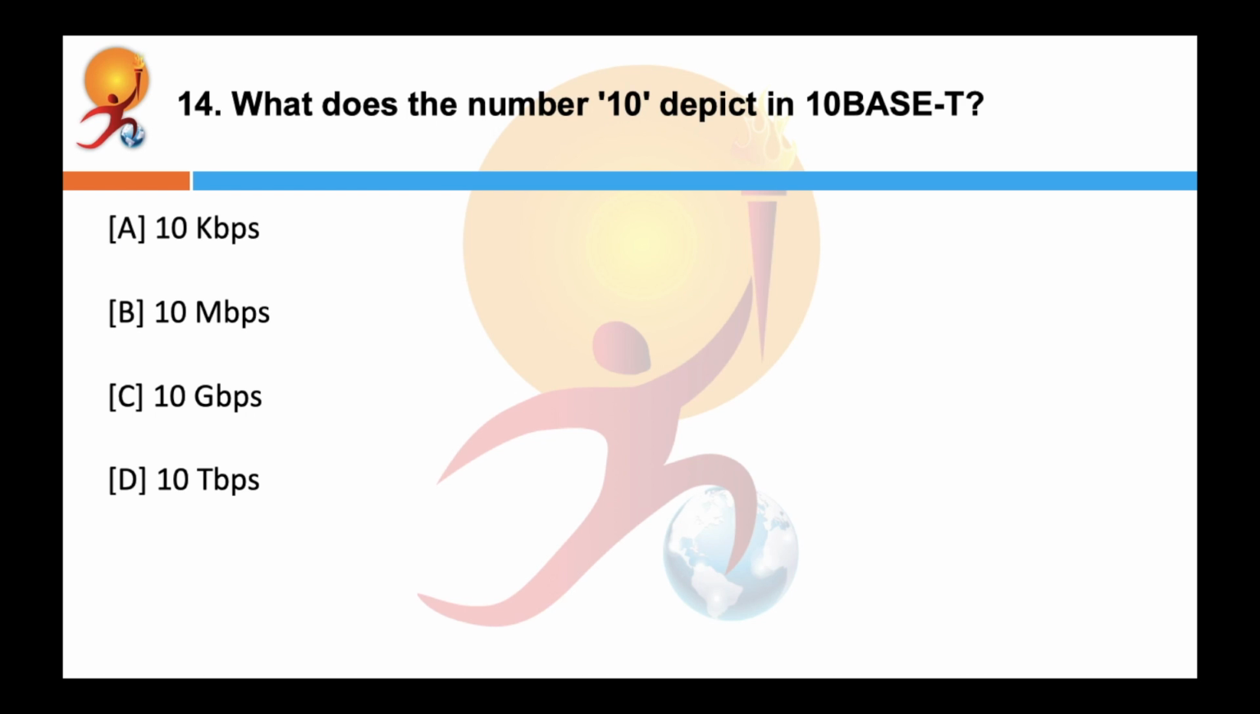What does the number 10 depict in 10BASE-T? Correct answer is 10 Mbps. Traditional Ethernet uses the 10BASE-T specification. The number 10 depicts 10 Mbps speed, and base stands for baseband and T for twisted pair.